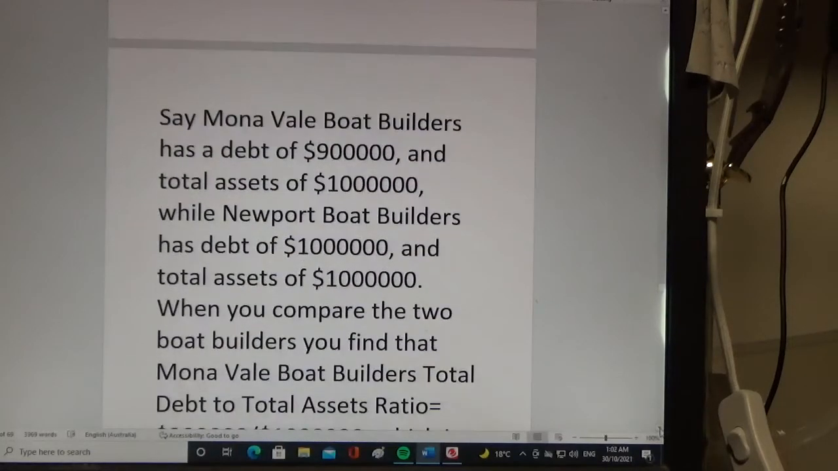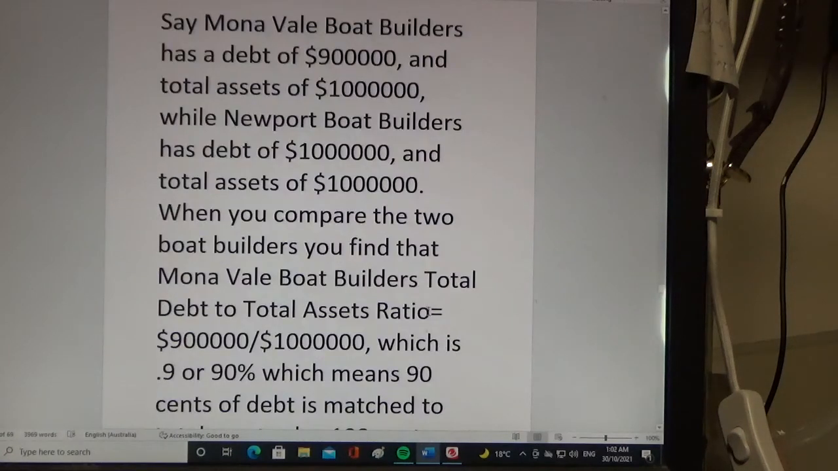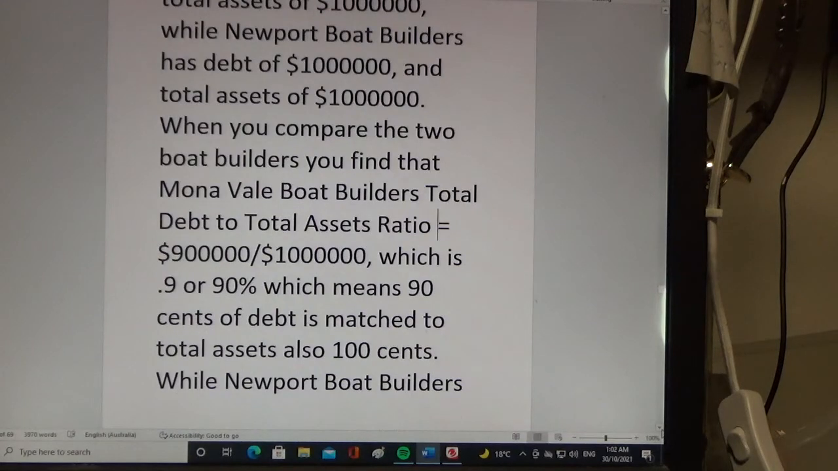Say Monavale Boat Builders has a debt of $900,000 and total assets of $1 million, while Newport Boat Builders has a debt of $1 million and also total assets of $1 million. When you compare the two boat builders, you find that Monavale Boat Builders' total debt to total assets ratio equals 900,000 over a million, which is 0.9 or 90%, which means 90 cents of debt is matched to total assets of $1, 100 cents.